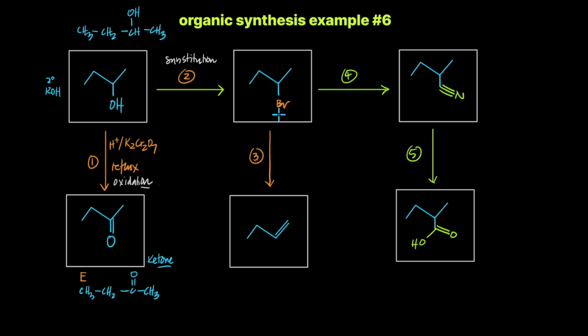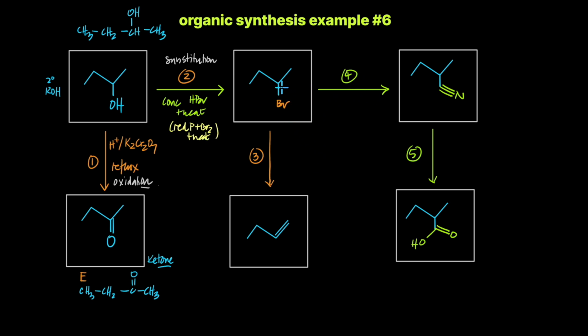I'm replacing the OH with Br. Now this can be done in a few ways. One of them is to use concentrated HBr and heat. The other is HBr gas and heat. Or you can also use red phosphorus and bromine and heat. That's substitution.